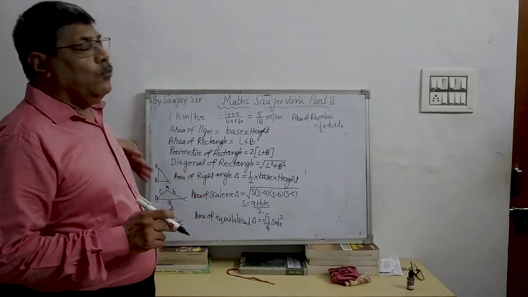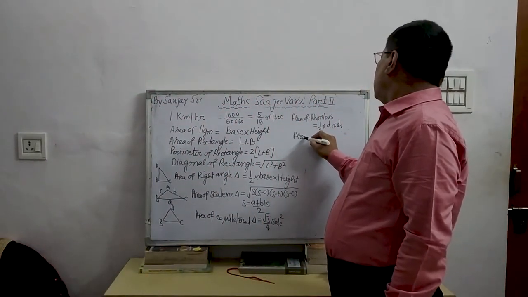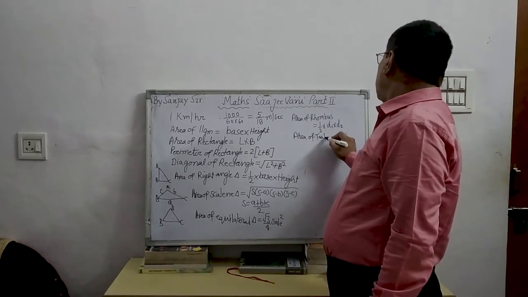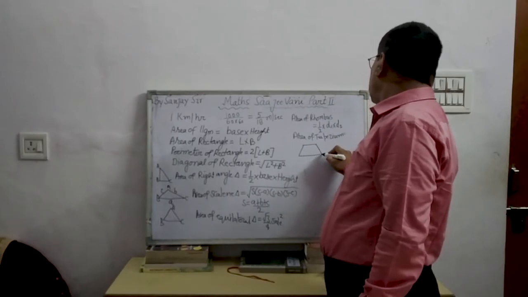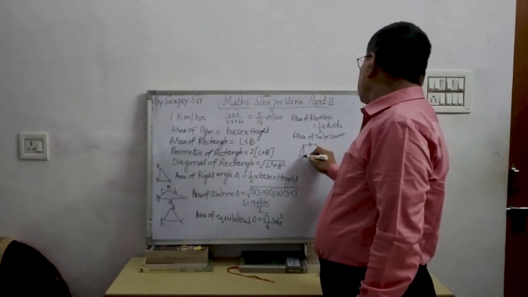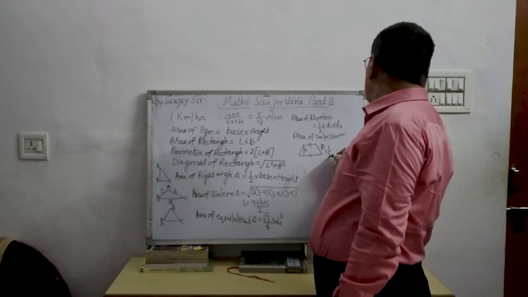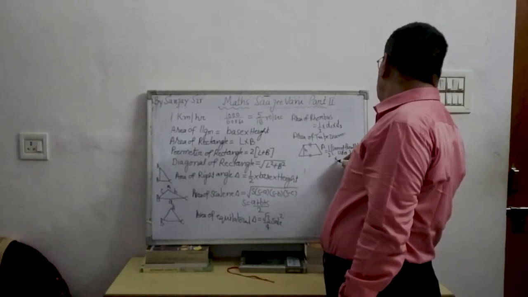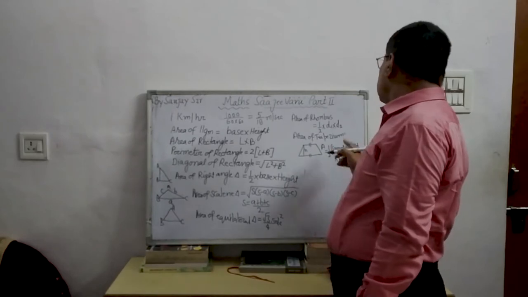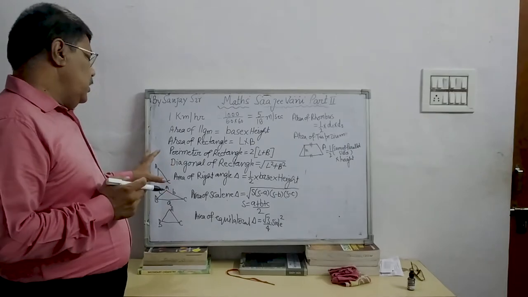Now how will you find out the area of a trapezium? Area of trapezium. In a trapezium, this is the figure. These two sides are parallel. This is the height. So area is equal to 1 upon 2 into the sum of parallel sides into height. So we can easily find out the area of a trapezium by this formula. Clear? Okay, so these are the different areas.